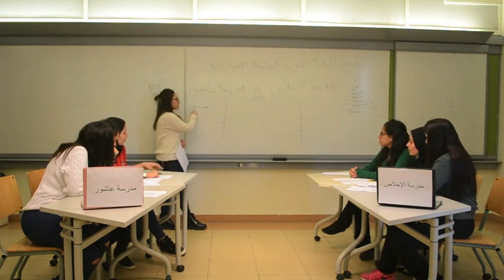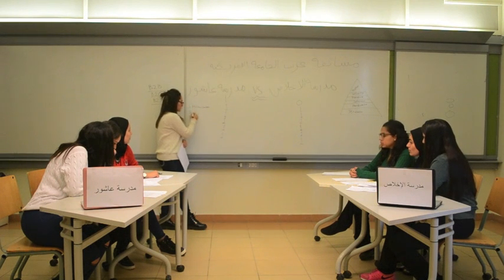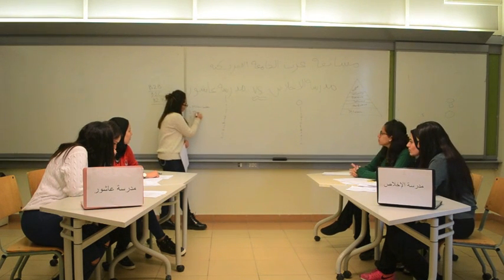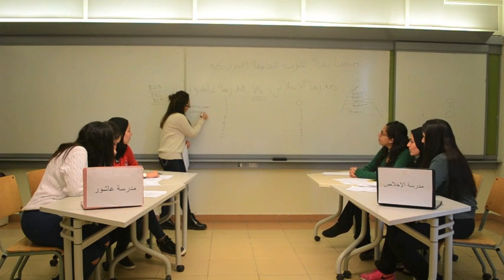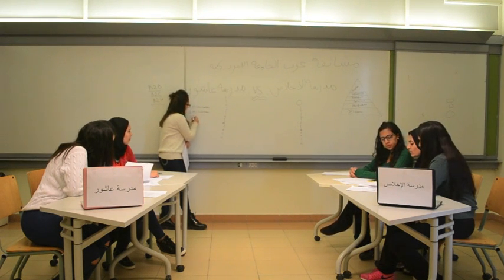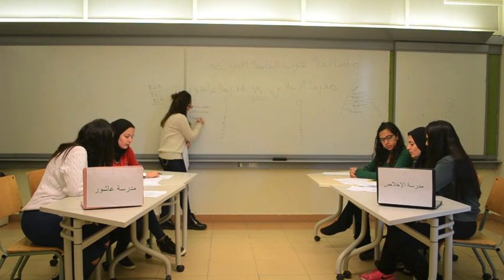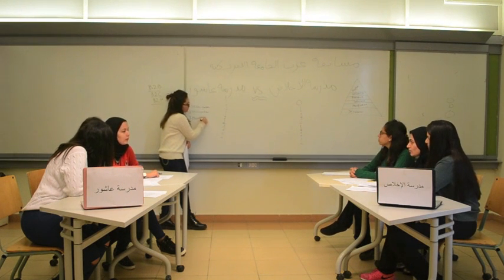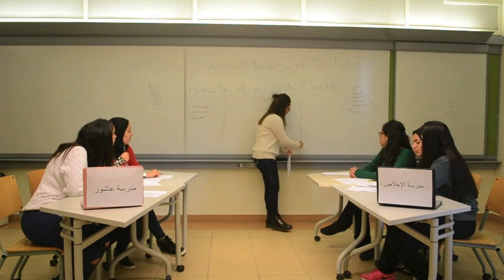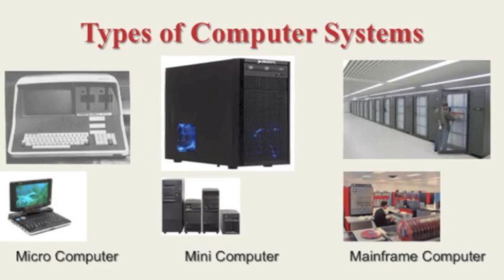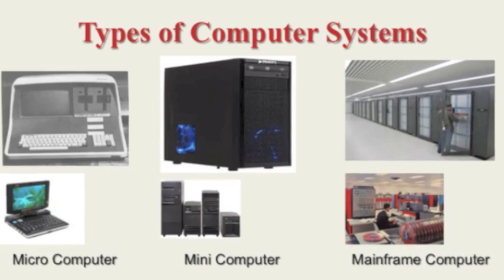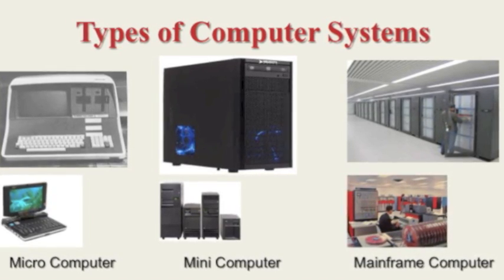So the first one is microcomputer. The second one is minicomputer. Third one is mainframe computers. Perfect answer. There are three types of computer system: microcomputer, minicomputer, and mainframe computer.